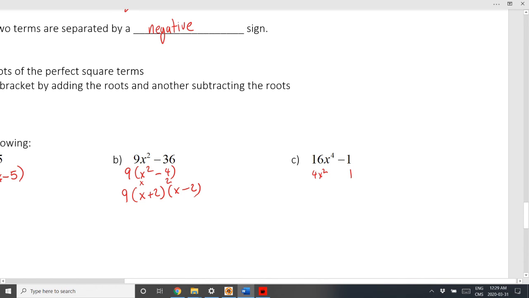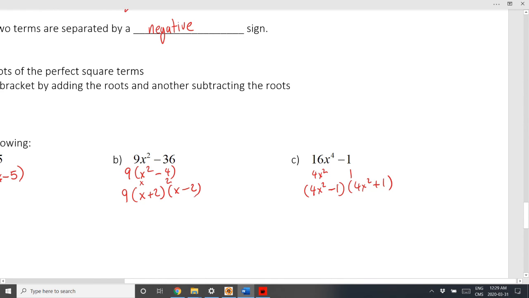And then we're going to put those into our factor brackets. So we have 4x squared minus 1, bracket 4x squared plus 1. Again, it doesn't matter the order that you do them. You just have to make one you're adding the 2, and the other one you're subtracting the 2.